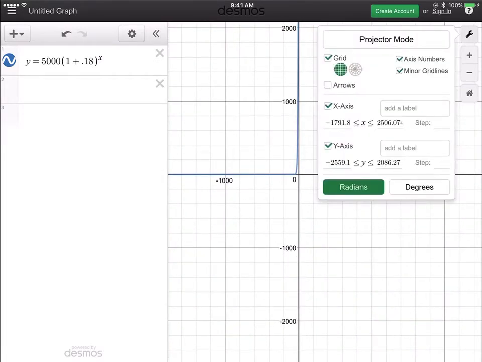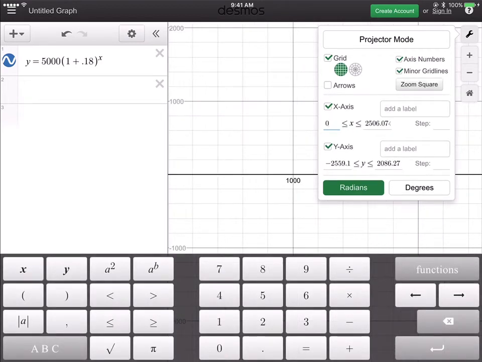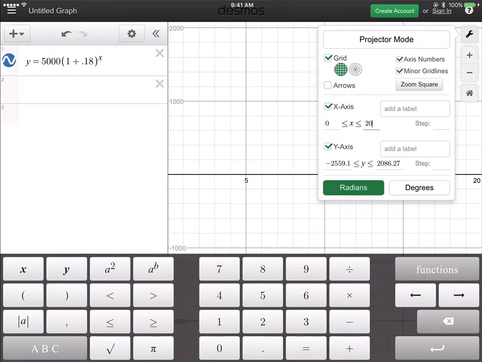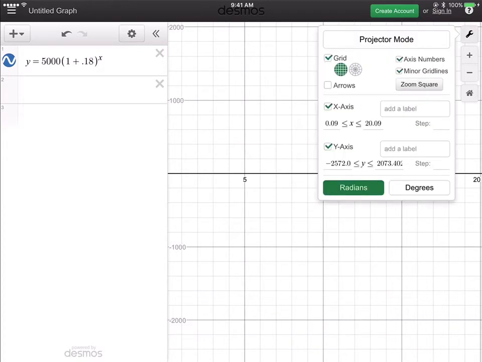So if I go into settings, what's a reasonable domain? For my x-axis, where it says negative 1,791, I want to change that to 0, let's say, because x represents years in this problem, right? Y is the amount of money you have in the account. X is the number of years passed. So maybe we only want to know for 20 years. Okay? Now let's look at our graph. It goes from 0 to 20.